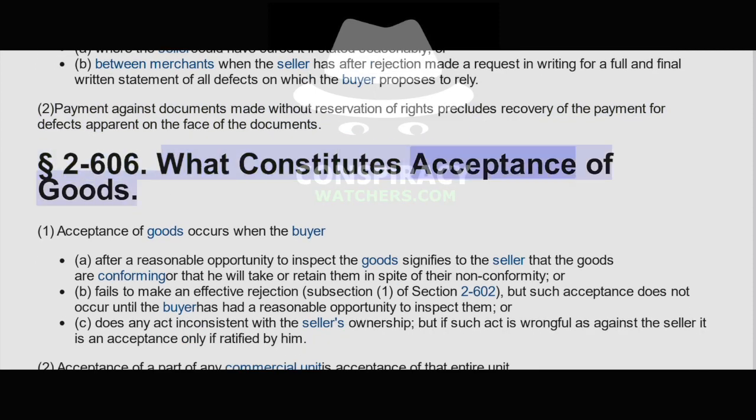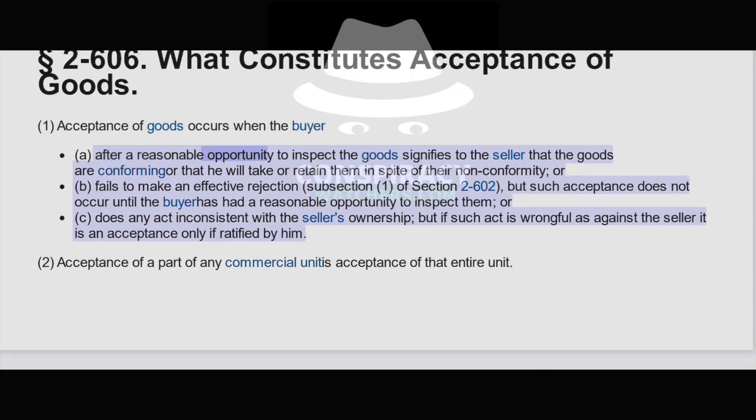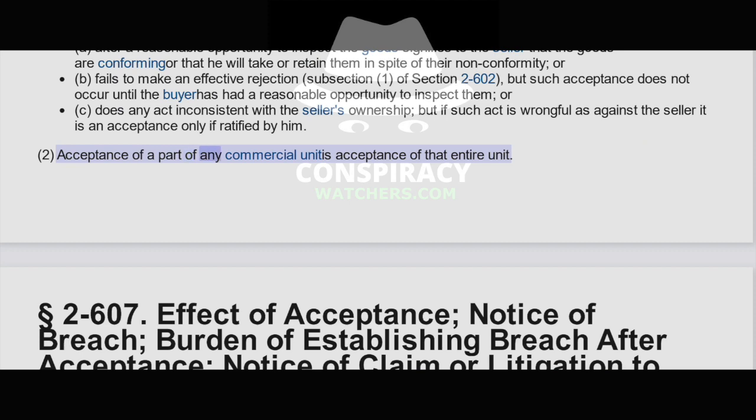Section 2-606. What constitutes acceptance of goods? Acceptance of goods occurs when the buyer, after a reasonable opportunity to inspect the goods, signifies to the seller that the goods are conforming, or that he will take or retain them in spite of their nonconformity, or fails to make an effective rejection. But such acceptance does not occur until the buyer has had a reasonable opportunity to inspect them, or does any act inconsistent with the seller's ownership. But if such act is wrongful as against the seller, it is an acceptance only if ratified by him. Acceptance of a part of any commercial unit is acceptance of that entire unit.